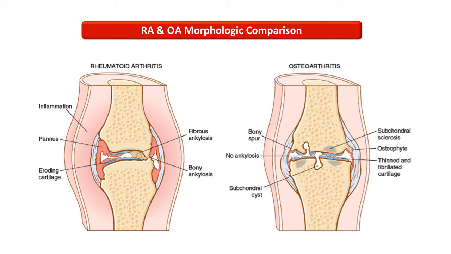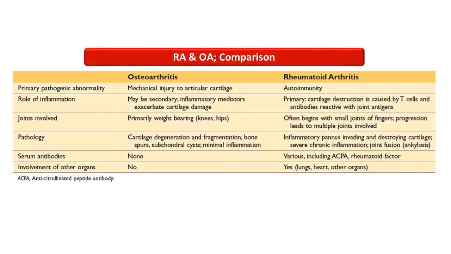While in osteoarthritis, the pathogenesis starts from the articular cartilage first, and this articular cartilage destruction will result in microcyst formation, subchondral sclerosis, then osteophyte formation, but there is no ankylosis. This table from Robbins summarizes the distinguishing features between osteoarthritis and rheumatoid arthritis.